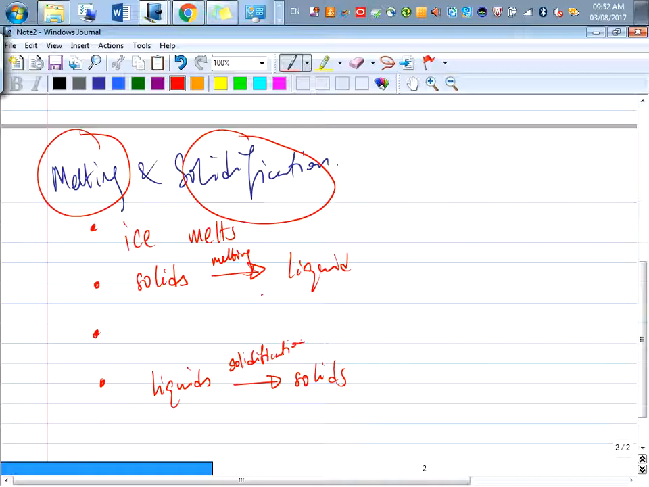As you have correctly pointed out, solids to liquid is melting, liquids to solids is solidification. So these two processes, they are kind of the opposite of each other. Okay? They are the opposite of each other. And we see that in the most common example will be ice that is melting.